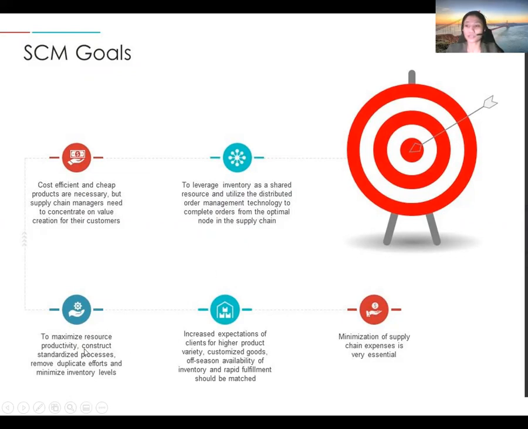And next, to maximize resource productivity, construct standardized processes, remove duplicate efforts, and minimize inventory levels. And next, increase expectations of clients for higher product variety, customized goods, seasonal availability of inventory, and rapid fulfillment should be met. And last, the minimization of supply chain expenses is very essential.